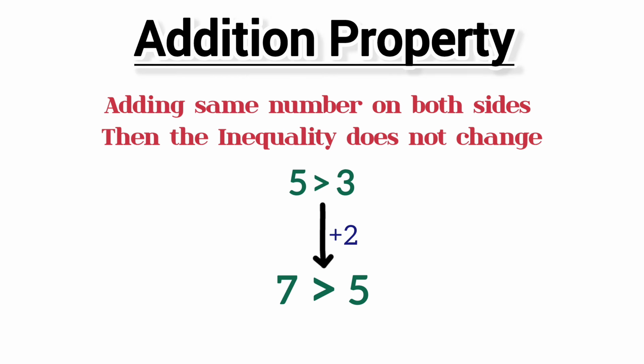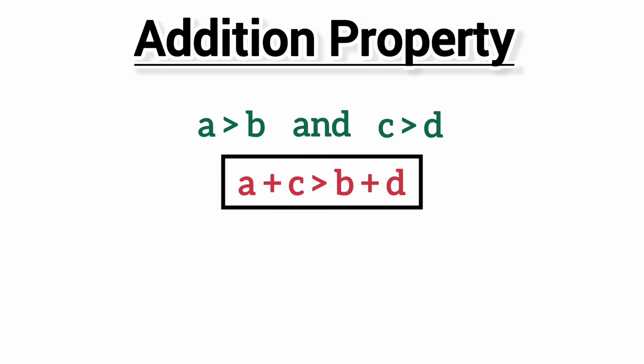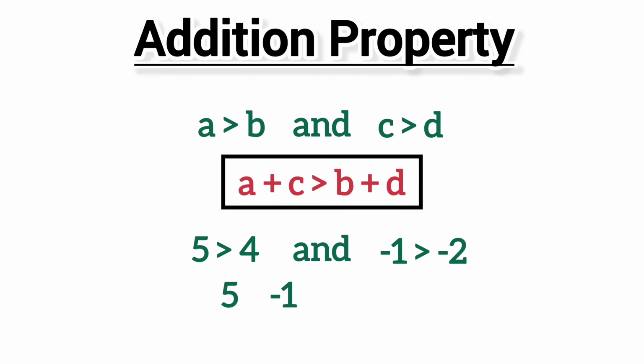is greater than 5. If we extend this addition property, let's say A is greater than B and C is greater than D, then A plus C is greater than B plus D. For example, 5 is greater than 4 and minus 1 is greater than minus 2. If we add both the larger numbers, 5 plus minus 1 is 4, and 4 plus minus 2 is 2. Clearly 4 is greater than 2.